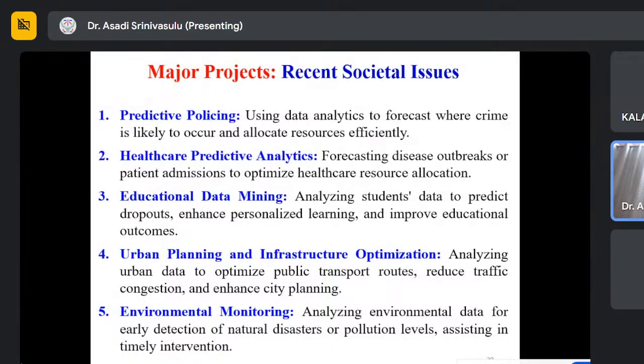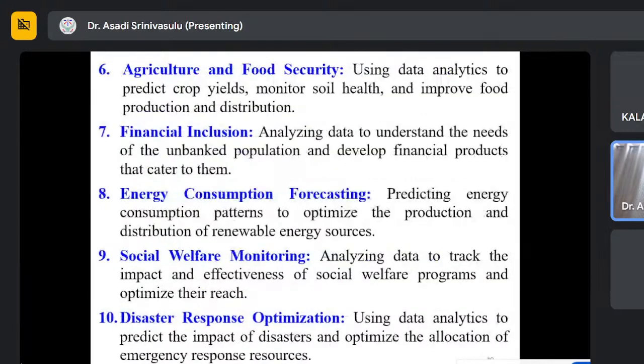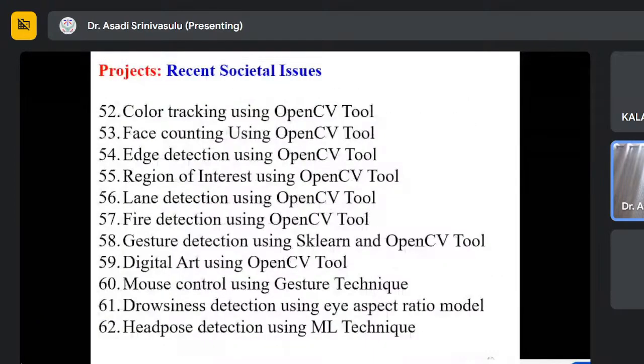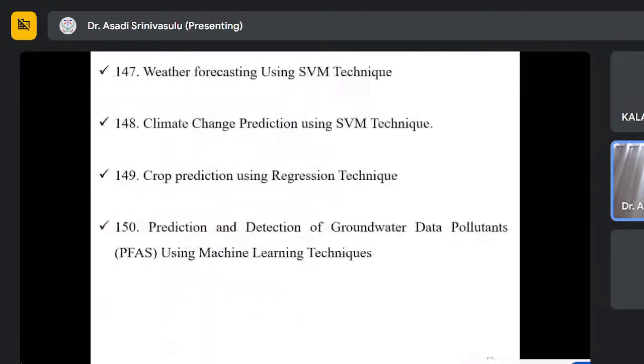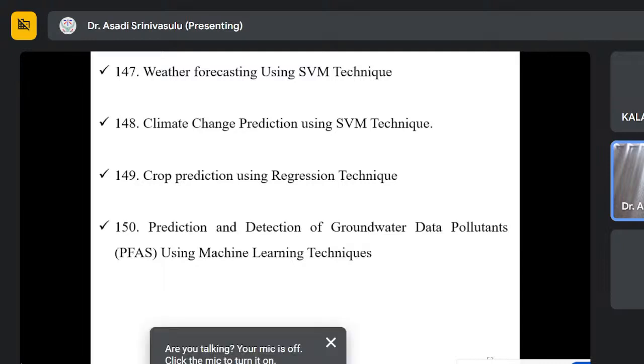GSER is the research laboratory at the University of Newcastle. So these are the 150 projects I have demonstrated under the data science research laboratory. Prediction and detection of groundwater data. This is the latest project proposal I'm implementing, prediction and detection of groundwater data pollutants, that is called PFAS, using machine learning and deep learning techniques.